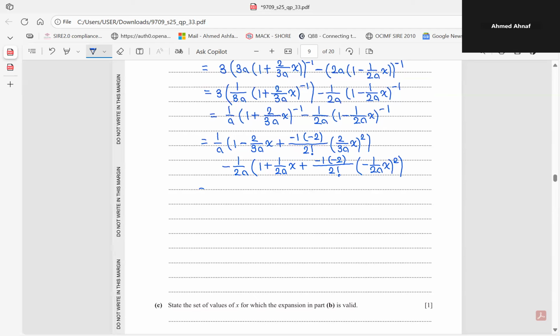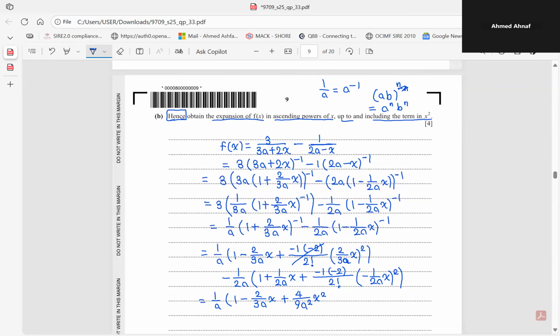All right, so this would just be 1 over a times 1 minus 2 over 3ax. So this whole thing would just be 1, so we just get 2 over 3ax whole thing squared. So 2 over 3a, that is 4 over 9a squared times x squared. Again, we're using this formula here.